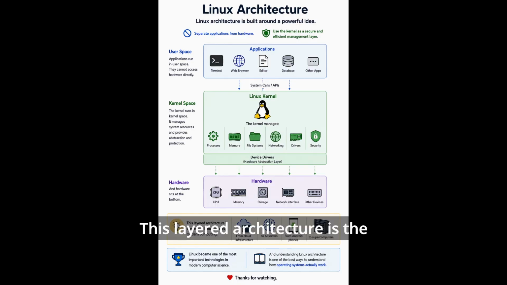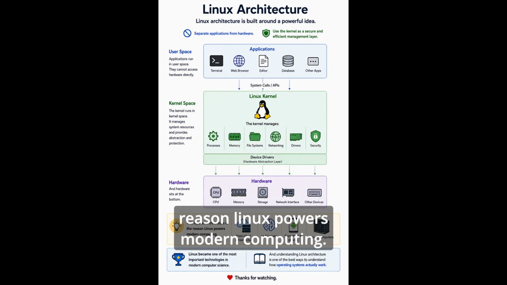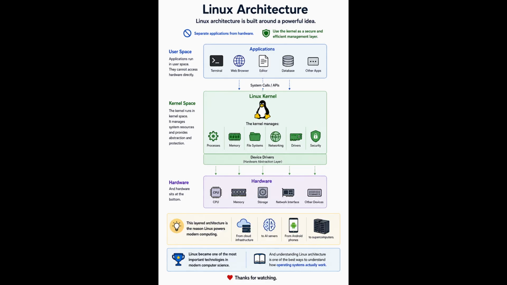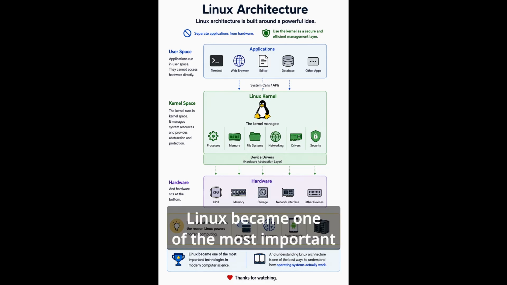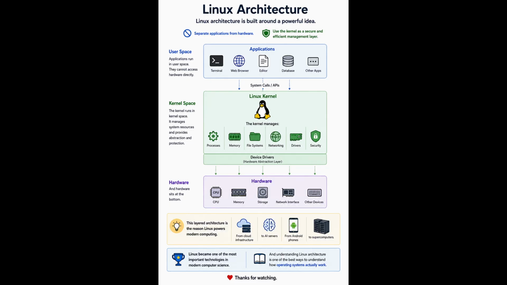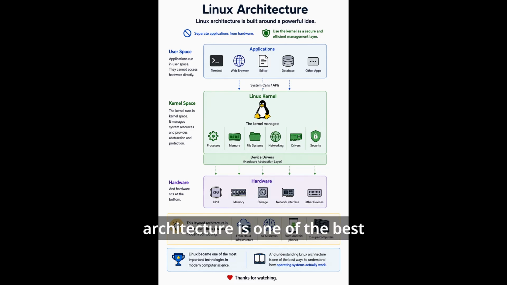This layered architecture is the reason Linux powers modern computing. From cloud infrastructure to AI servers, from Android phones to supercomputers, Linux became one of the most important technologies in modern computer science. And understanding Linux architecture is one of the best ways to understand how operating systems actually work.